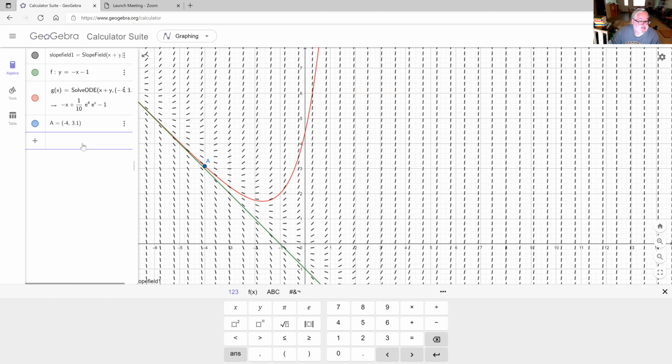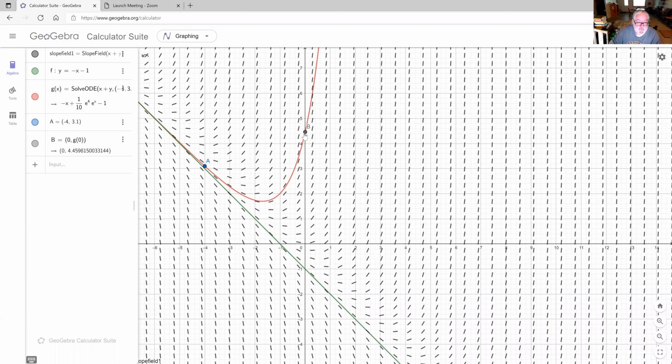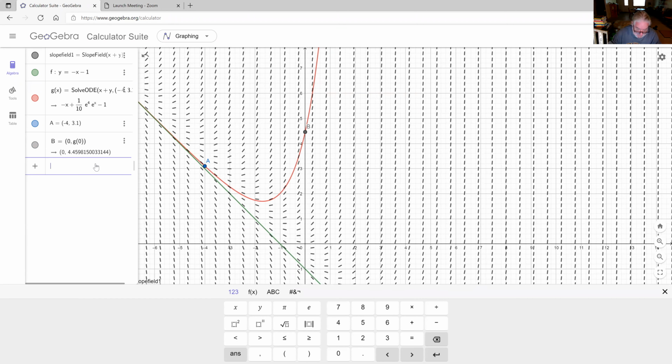What is g of 0? Because that's what we're trying to approximate. And it's 4.49 something, something, something. So that's the point B that we're trying to approximate. But our approximation from Euler's method was 0, 0.6. And it's way down there. So why is our approximation so bad?